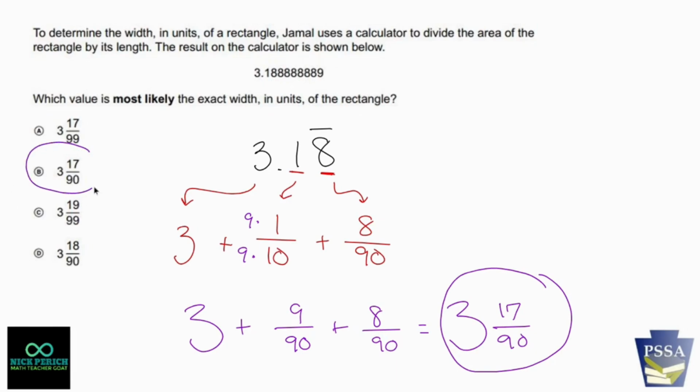Now again, what I said at the very beginning is the easy way to do this would be to plug all of these into your calculator and see which one of those gives you that. And maybe even some calculators, I'm not sure if Desmos would do it, if you were to type out 3.18888888888 and try to convert it into a fraction, that might work too. I don't know. But this is how you would do it if a calculator is unavailable.